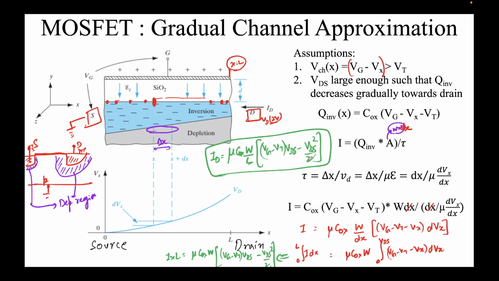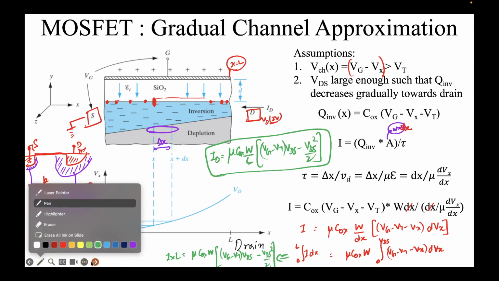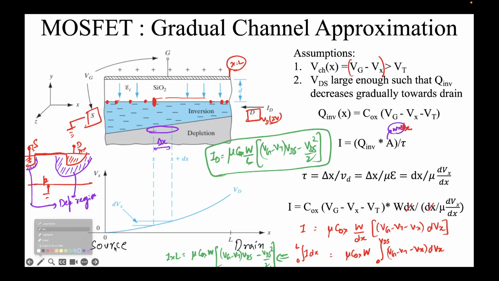So this second term will get neglected when VDS is very small. That's what you're seeing here. This square term will be significant enough only when VDS is high. So the expression which we obtained in the linear region, if you recall, only this much was the expression for linear.